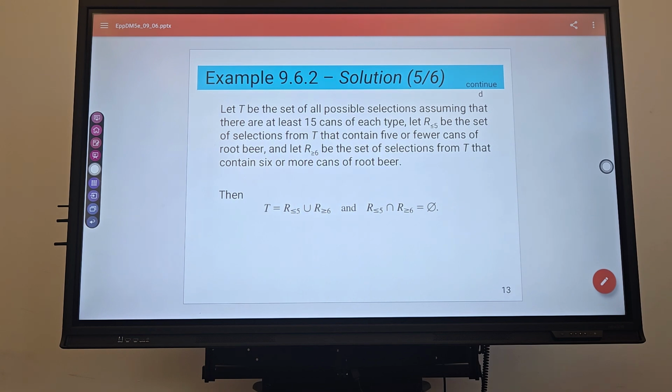Let R sub less than or equal to 5 be the set of selections from T that contain 5 or fewer cans of root beer. And let R sub greater than or equal to 6 be the set of selections from T that contain 6 or more cans of root beer. So the total is the union of these two sets, and the intersection has to be the empty set.